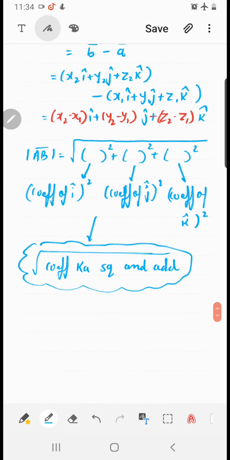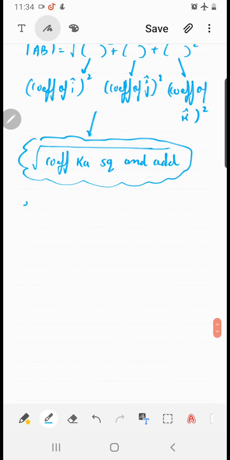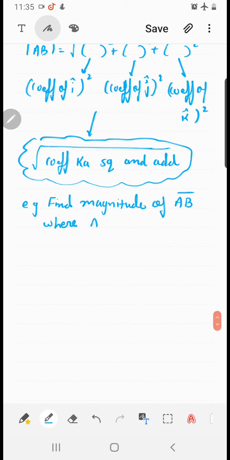Okay. So let's take an example over here. Question would be: find magnitude of AB bar where A is (3, -1, 2) and B is (1, -4, -3).